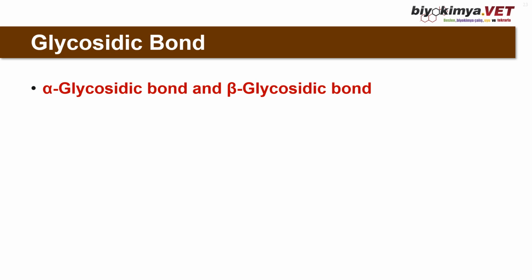Alpha glycosidic linkage or bond and beta glycosidic bond or linkage. So the alpha and beta are designations for the anomers. Remember the anomers, there are two anomers of glucose, alpha anomer and beta anomer. So depending on which anomer donates its carbon to the bond formation, the glycosidic bond type varies. So there are two types, alpha and beta.